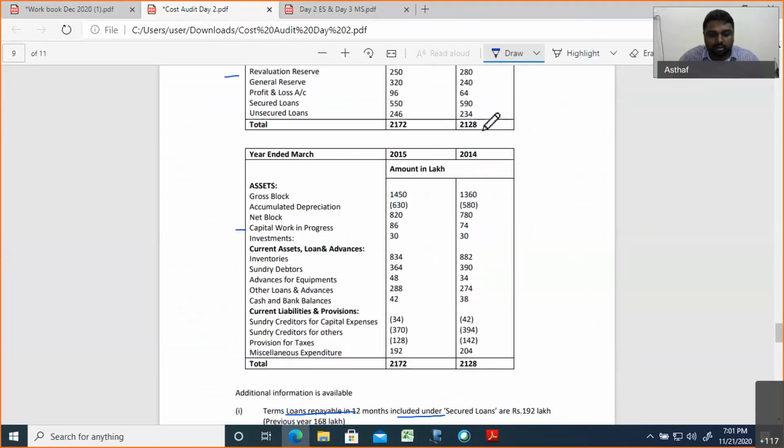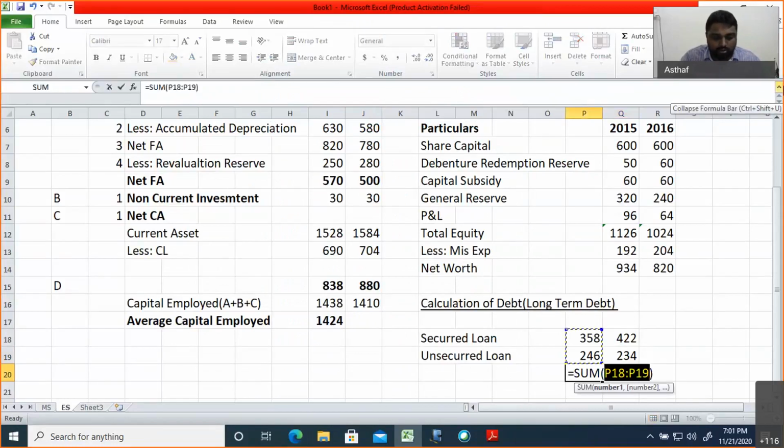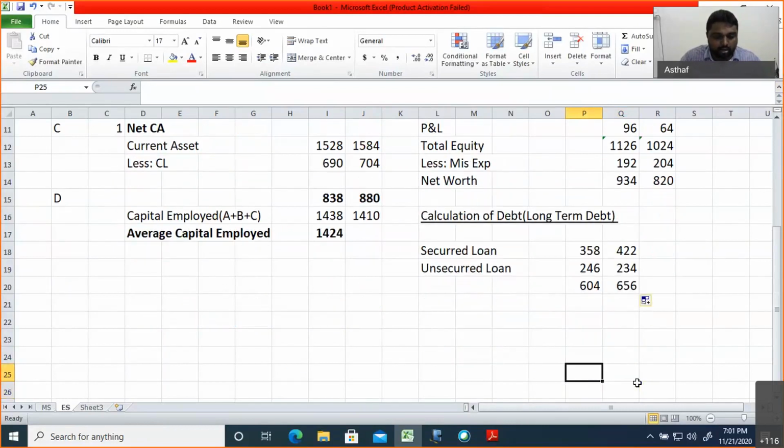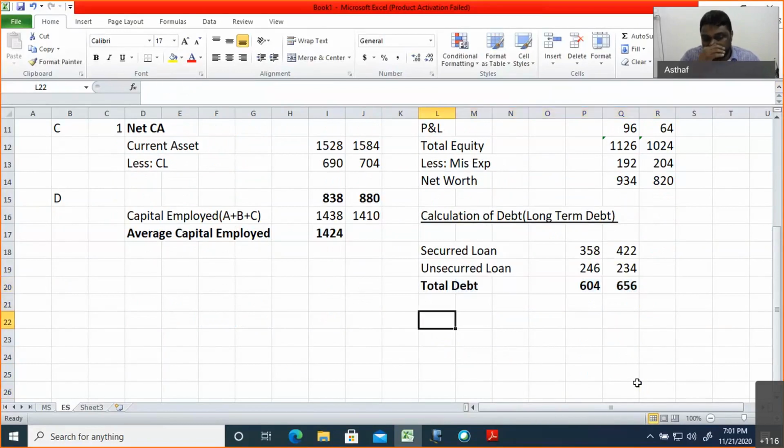Now after secured, unsecured. What is the unsecured loan? The unsecured loan we have 236 and 234. So we got our total debt. What is our total debt? The total debt is 604 and 656.